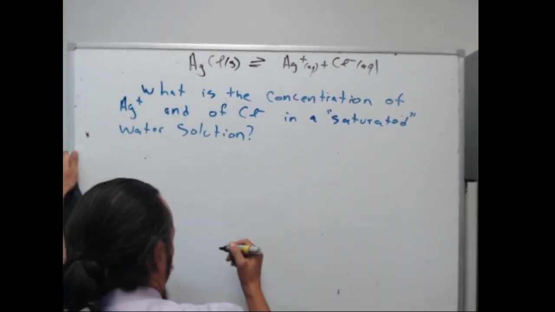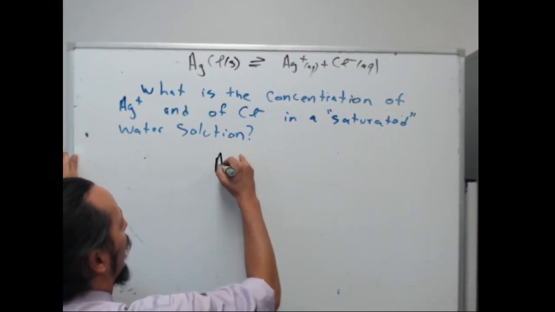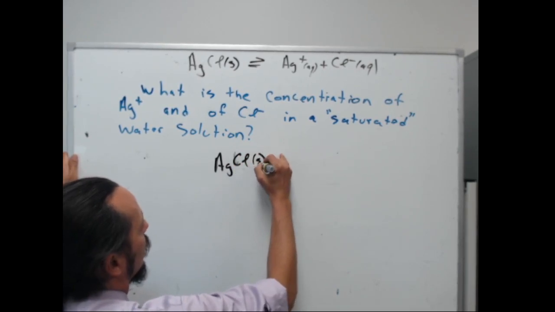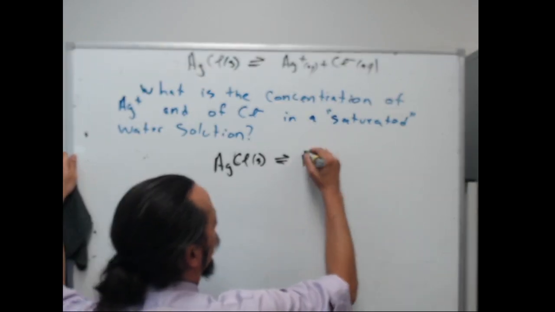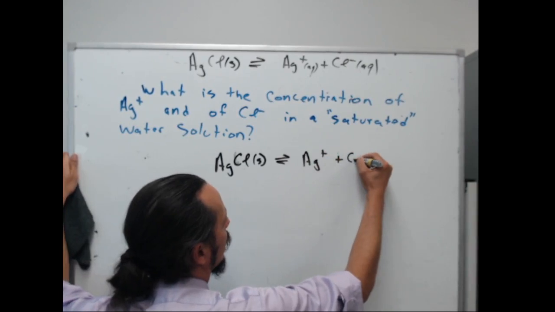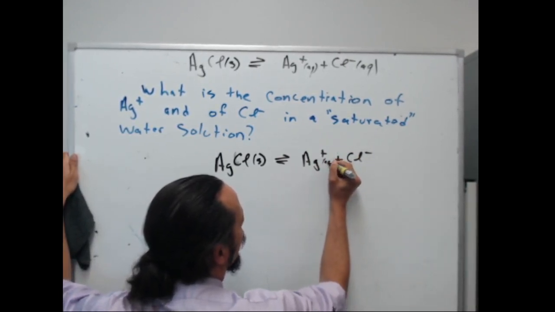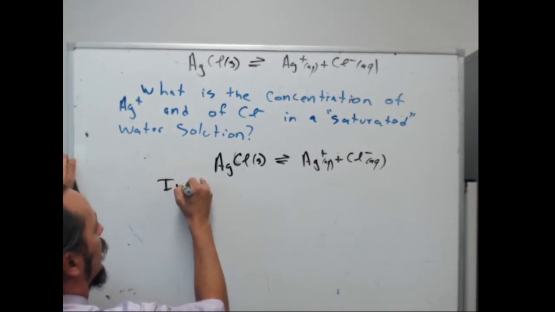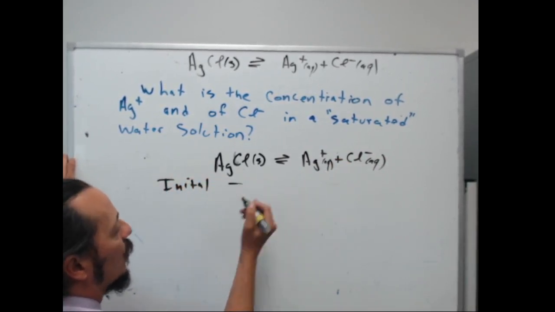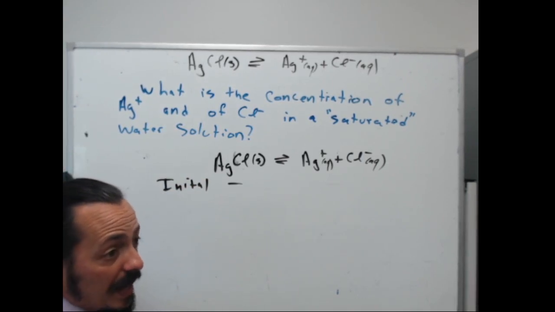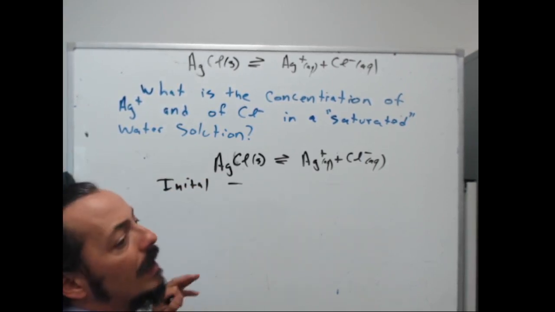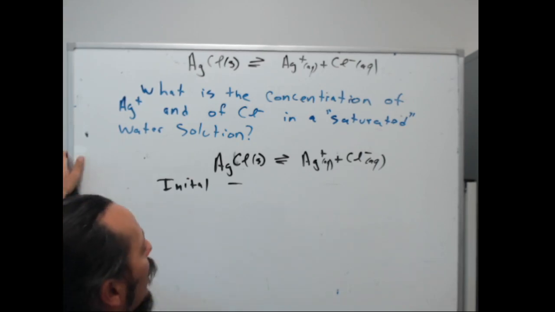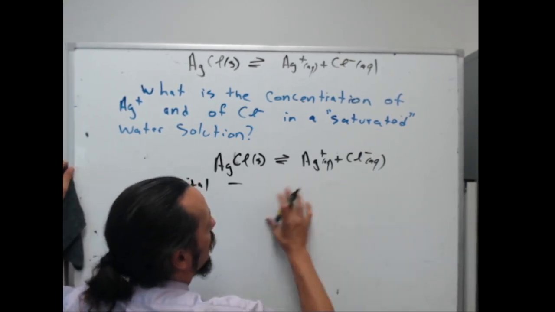So if I look at this, I'm going to have my AgCl solid going to Ag plus Cl minus. And if I think about this, initially, I'm not going to worry about the solid. The solid's not going to participate in the equilibrium calculation. It's participating in the process, but we can just look at the solution and get everything we need from there.